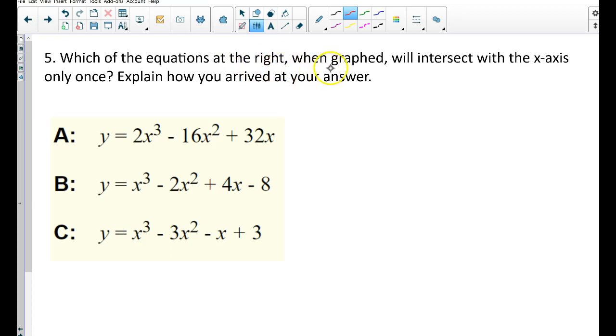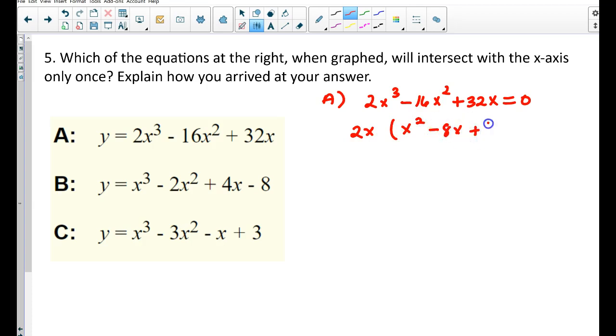Which of the following equations at the right, when graphed, will intersect the x-axis only once? Explain how you arrived at your answer. So what we want to do with these is we want to factor them. So we're going to take 2x cubed minus 16x squared plus 32x and set it equal to 0. We see we have a GCF of 2x. And I could factor that further.